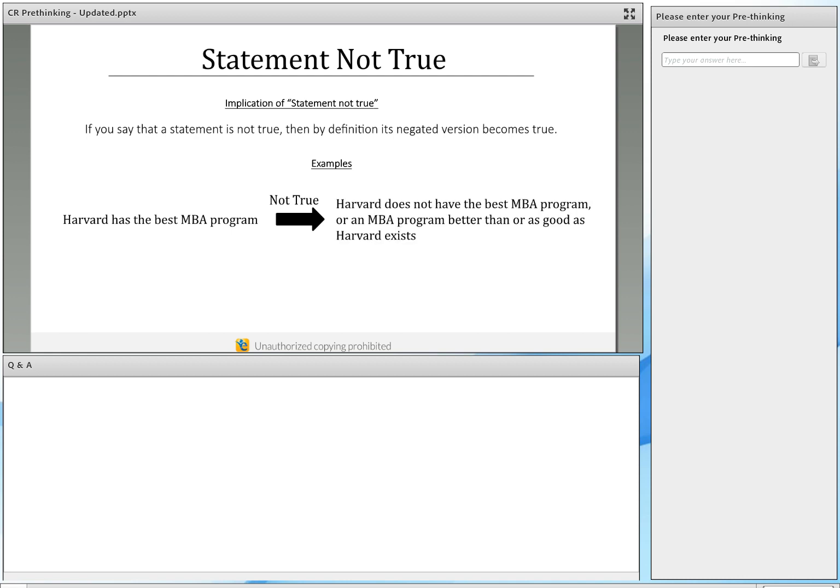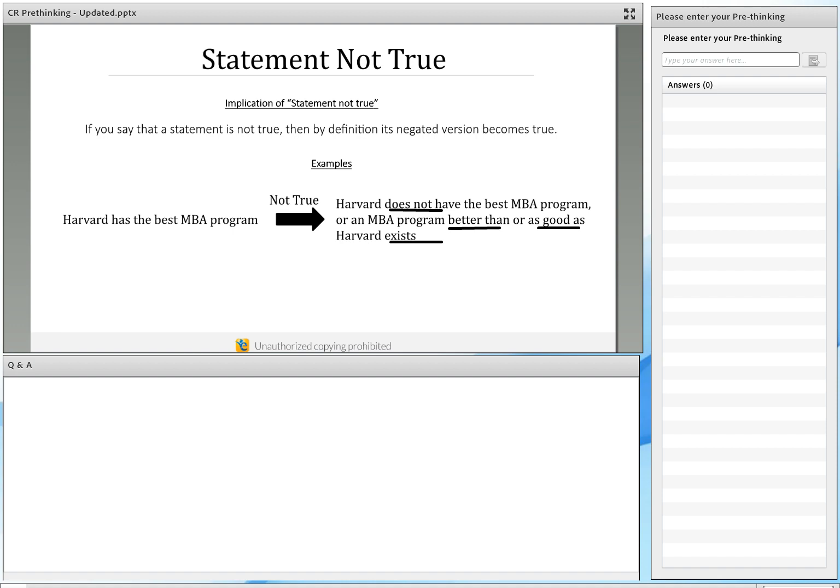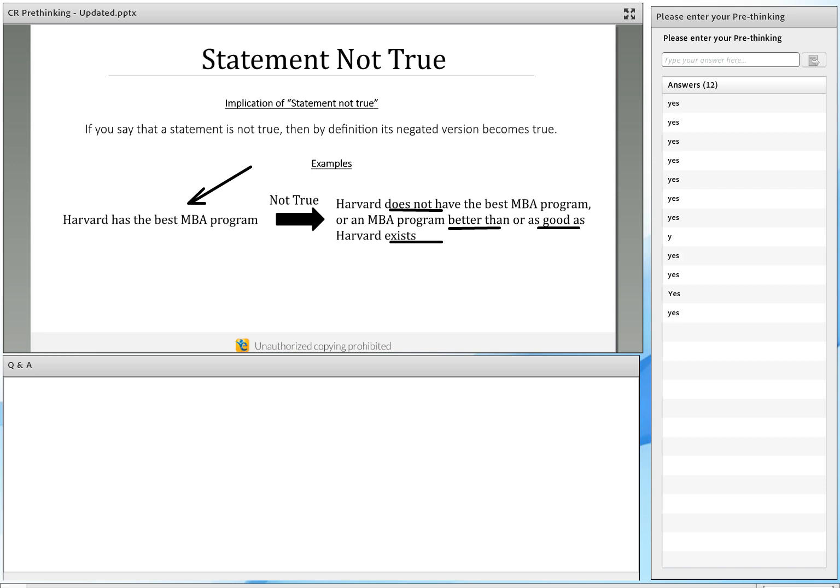Okay, so let's look at this. I'm going to give you some simple examples to really prove my point. Let's look at this statement: Harvard has the best MBA program. If you say that statement isn't true, then by definition what you're really saying is that Harvard does not have the best MBA program, or an MBA program which is better than Harvard or as good as Harvard exists. If you say this statement isn't true, then by definition you're also saying that. So its negated version automatically becomes true.